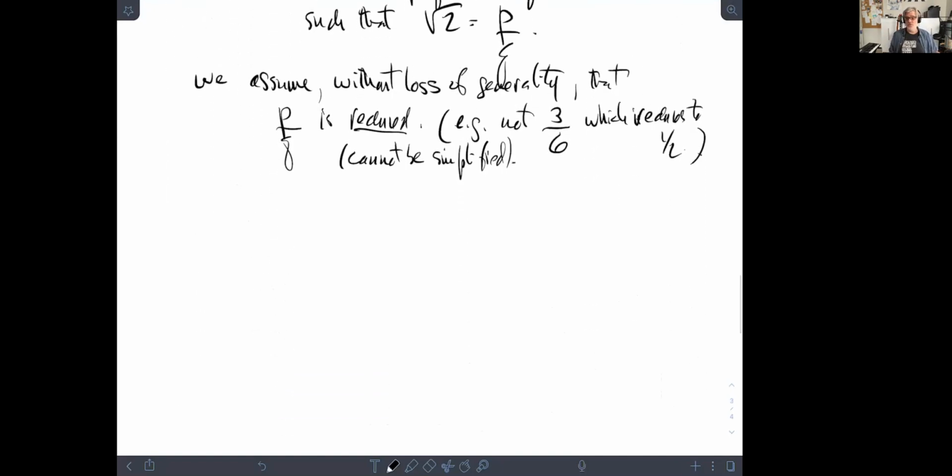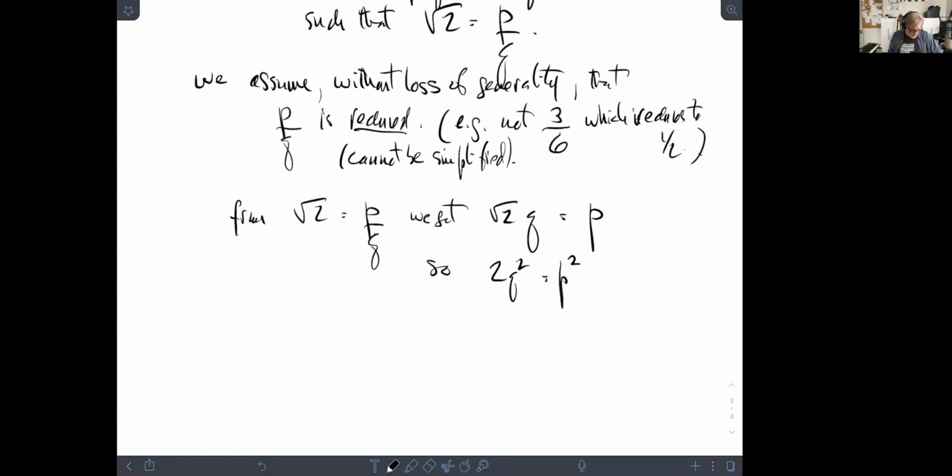So what am I going to do? You can probably guess, I'm going to play a little bit with this. If I've got root 2 equals p over q, I'm going to get that root 2 times q is equal to p. I'm multiplying by q both sides. I'm just going to do some elementary arithmetic now. And so if I square both sides, I'm going to get 2q squared equals p squared.